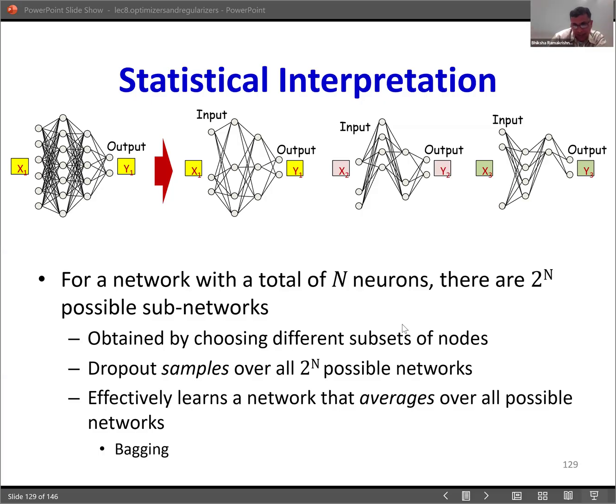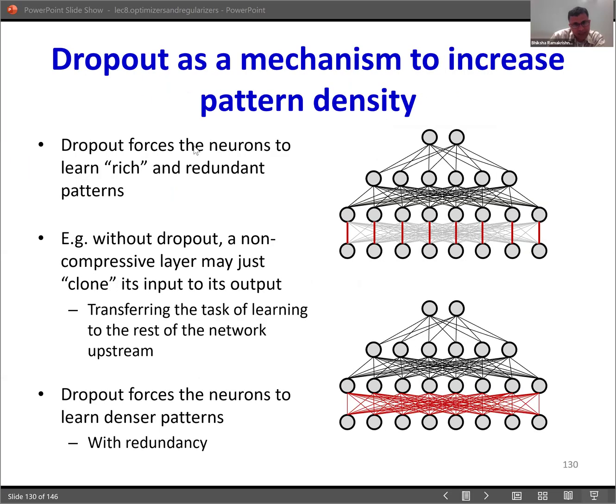So this is just bagging. That makes sense? You have 2 raised to n classifiers. Each instance is training a different classifier. Yes or no? That makes sense, right?